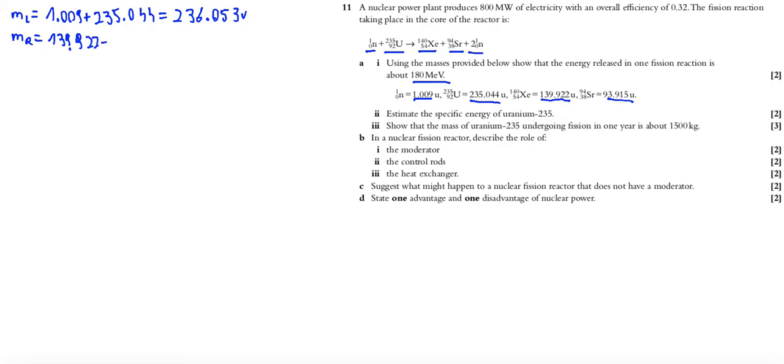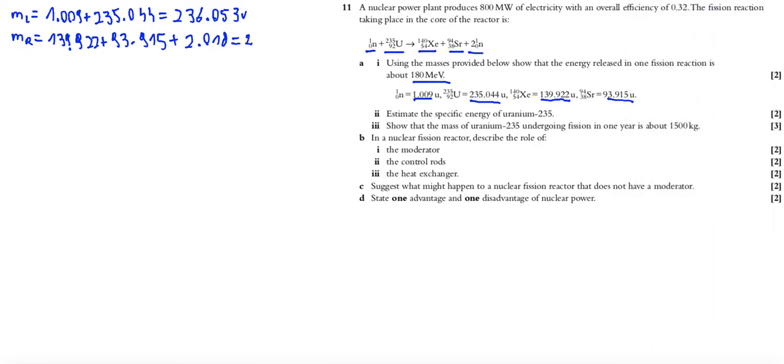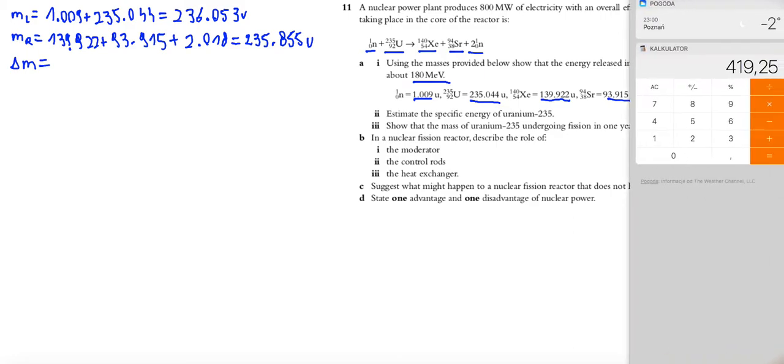Mass on the right hand side, we have xenon, strontium, and 2 more neutrons, so we have 139.922 plus 93.911, and 2 neutrons, 2 times 1.009, which is 2.018. Added together: 139.922 plus 93.915 plus 2.018, which gives 235.855 units.